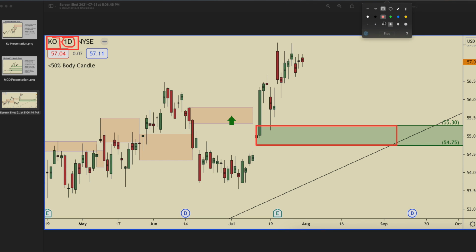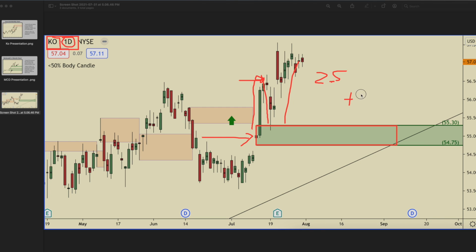And basically I was looking to add on to my dividend investing position in Coca-Cola because it is a long-term company. And essentially what happened here was price pushed up. I identified the demand zone right here, and what I did is I saved almost 2.5% by buying down here instead of just buying randomly at the top. And now I'm up 3%. So essentially I saved 2.5%, and now I'm up a little over 3%, I believe, on this position.